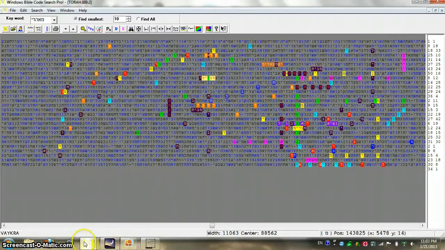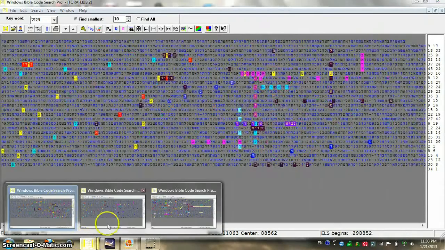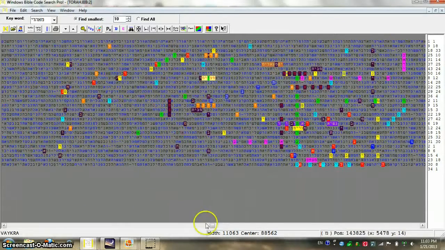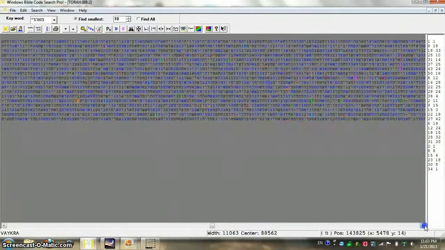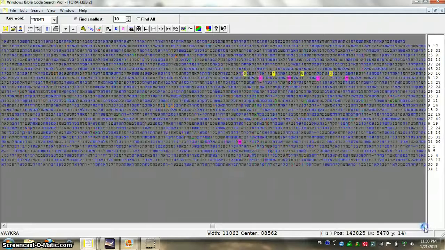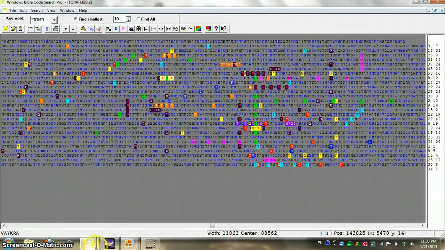Let's see some other terms that are here. Let me just straighten this back up so everything lines up, and we'll move right on along.